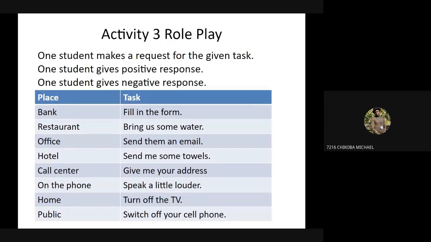Would you mind bringing some water, please? No, no, sir. I'm quite busy now. I can't bring you some water. I'm sorry. No, I cannot. Okay. Thank you, Itihan. Nice try.